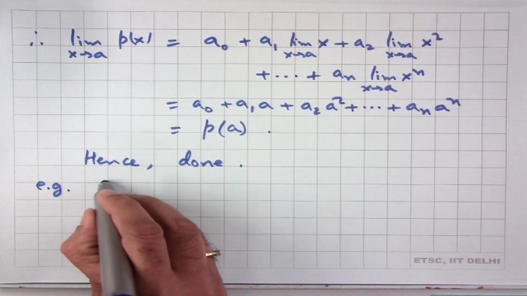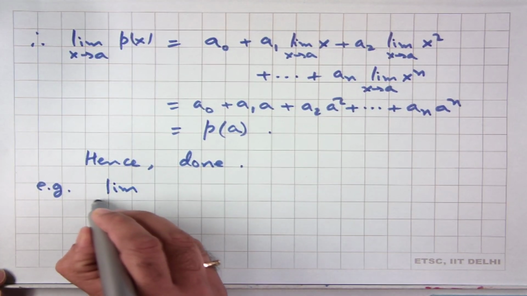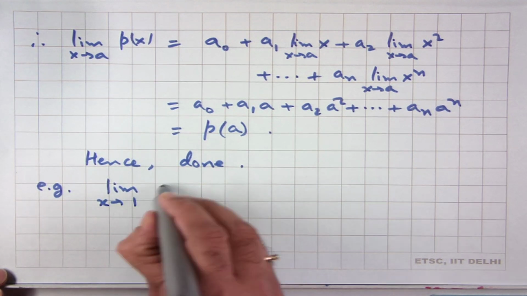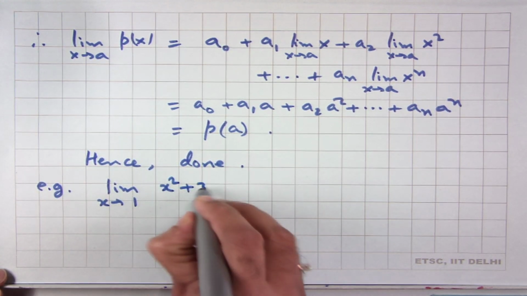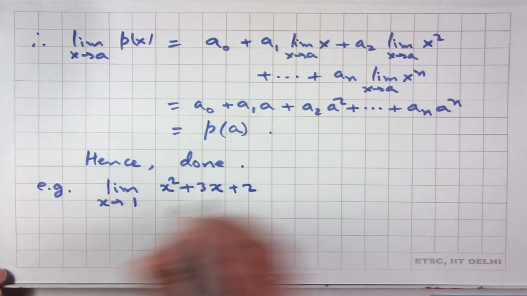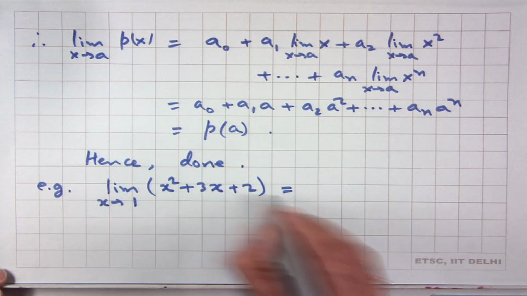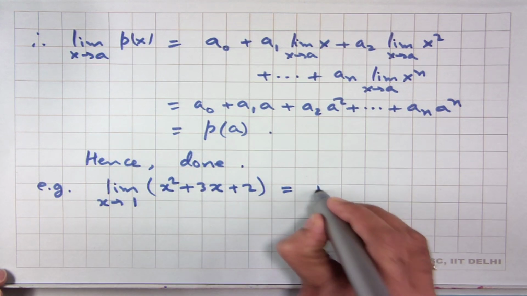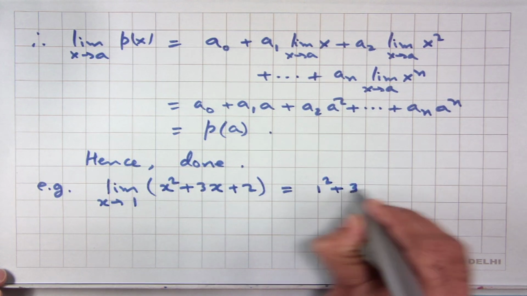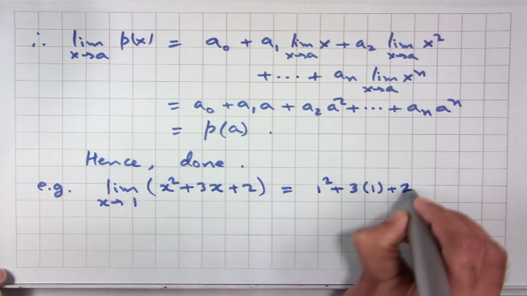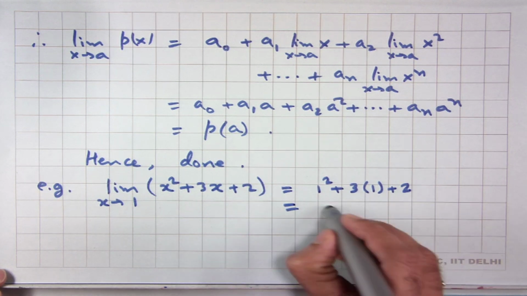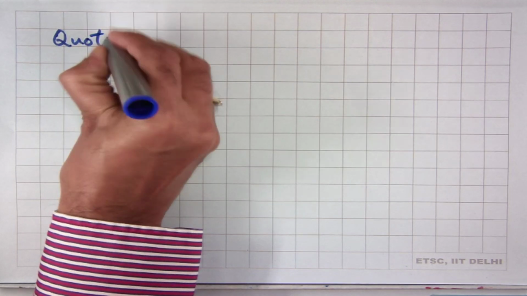So, for example, if we want limit as x going to say 1 of x square plus 3 x plus 2, then you can just write this as the value of the polynomial at 1. So, that is 1 square plus 3 times 1 plus 2, which is 1 plus 3 plus 2, which is 6. Right. Next rule is about the quotient of two functions.